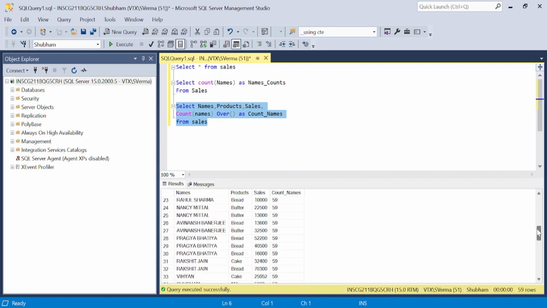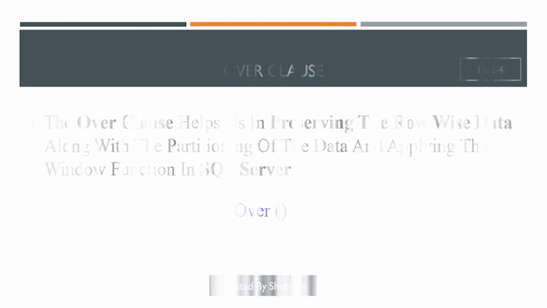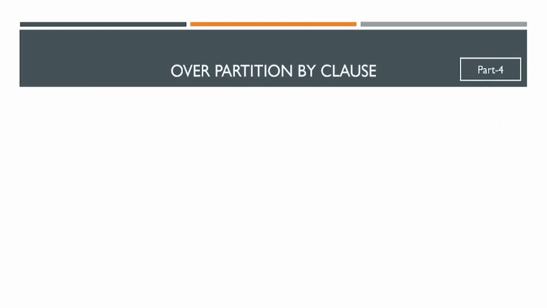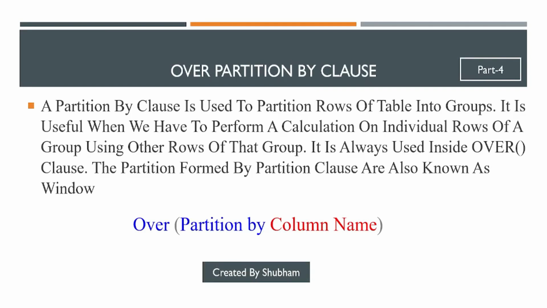So in this context, you can use the OVER clause, which preserves the row-wise data. Now let's talk about one more clause. Our next clause is the OVER PARTITION BY clause. A PARTITION BY clause is used to partition the rows of a table into groups. It is useful when we have to perform a calculation on individual rows of a group using other rows of that group. It is always used inside the OVER clause.